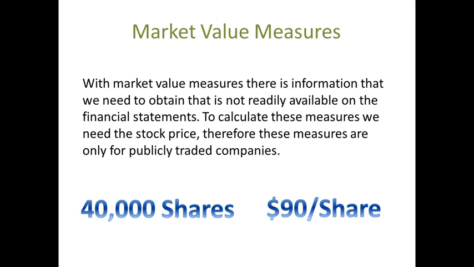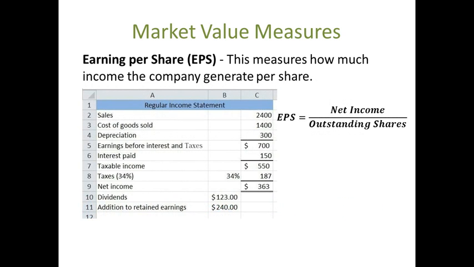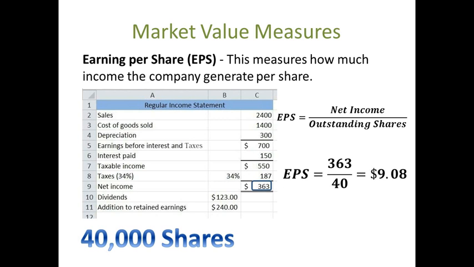Earnings per share, also known as EPS. This measures exactly what it says. How much income does the company generate per share? The EPS is calculated as net income divided by outstanding shares. For our example, we do $363,000 divided by 40,000, giving us an earnings per share of $9.08. So this company earns $9.08 for every share of outstanding stock.